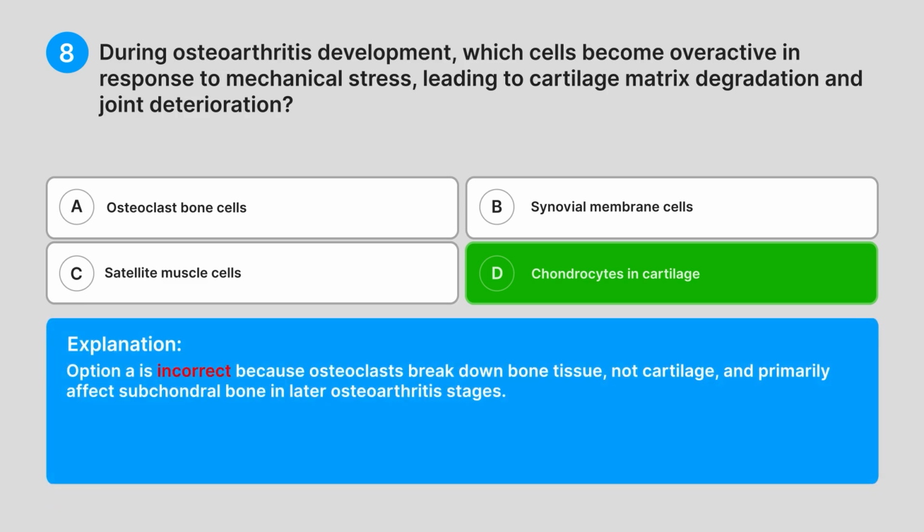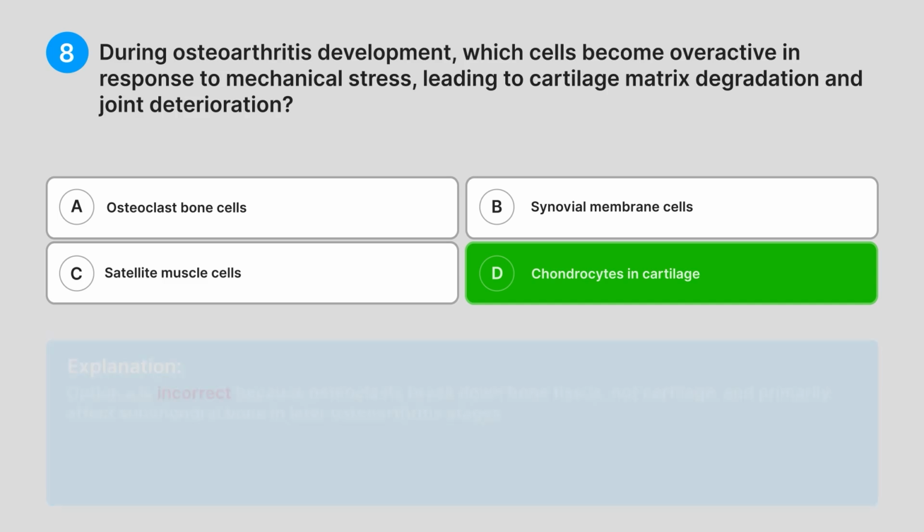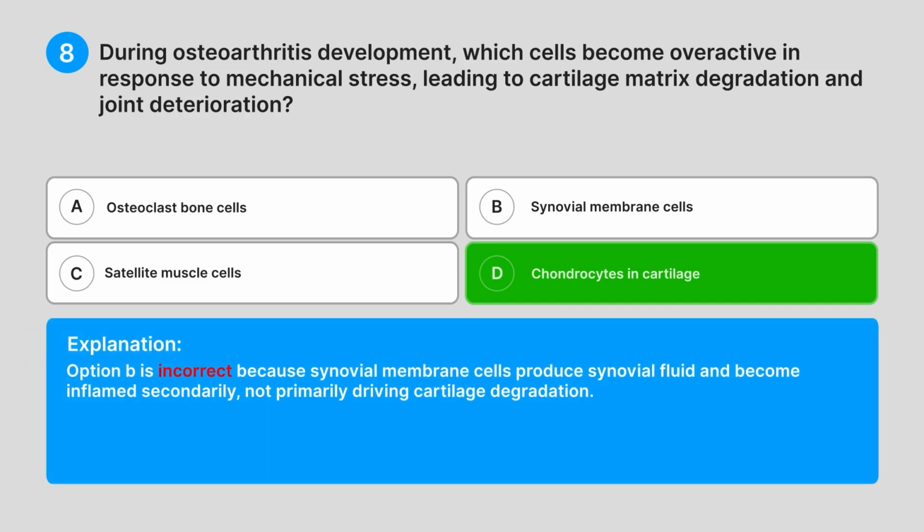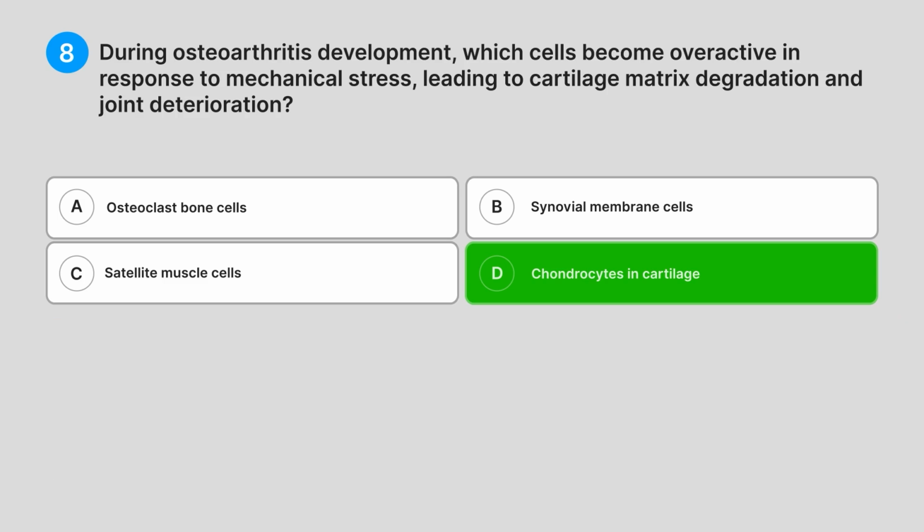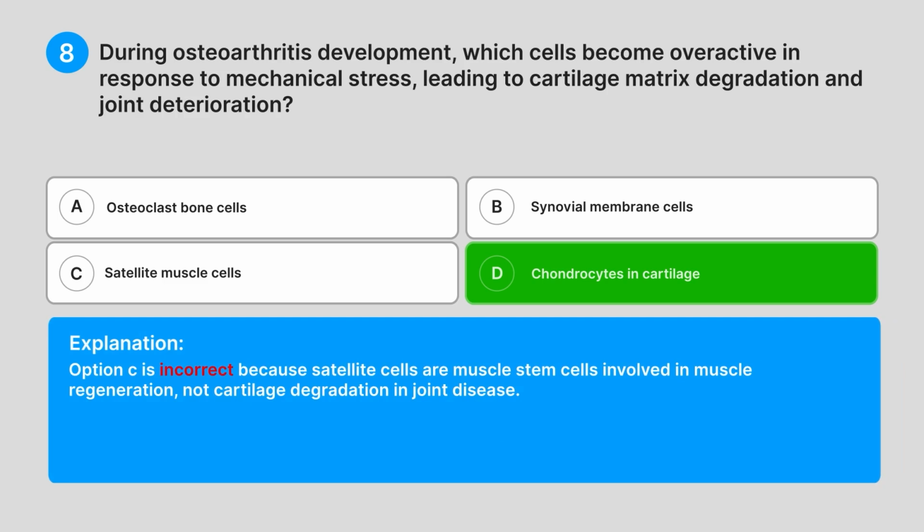Option A is incorrect because osteoclasts break down bone tissue, not cartilage, and primarily affect subchondral bone in later osteoarthritis stages. Option B is incorrect because synovial membrane cells produce synovial fluid and become inflamed secondarily, not primarily driving cartilage degradation. Option C is incorrect because satellite cells are muscle stem cells involved in muscle regeneration, not cartilage degradation in joint disease.